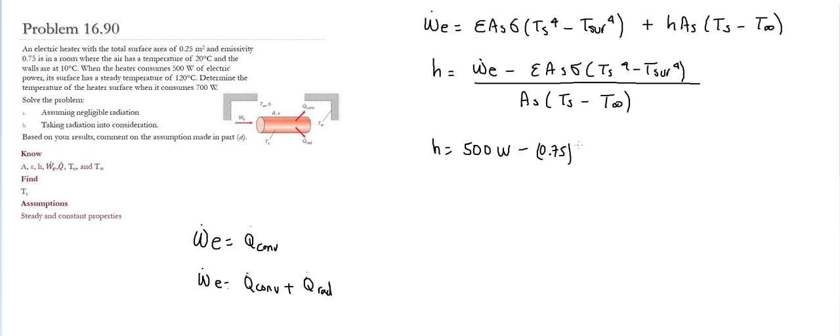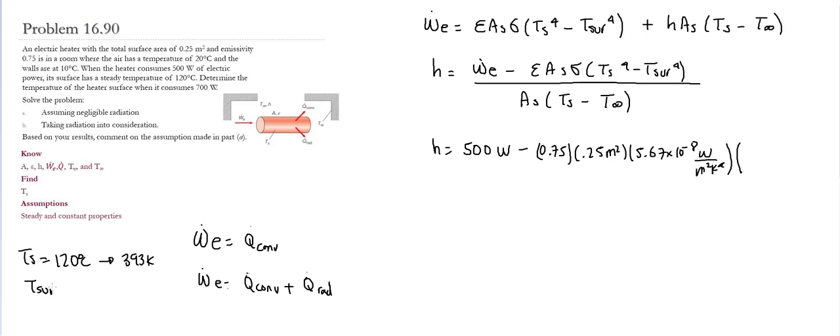The surface area is given to be 0.25 meters squared. The Stefan-Boltzmann constant is equal to 5.67 times 10 to the negative 8 watts per m squared K to the fourth. For the radiation, we're going to use the temperatures in Kelvin. So let's review. For the surface temperature, we have 120 Celsius, that is equivalent to 393 Kelvin.